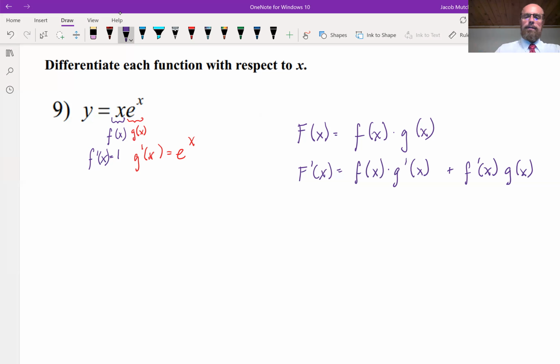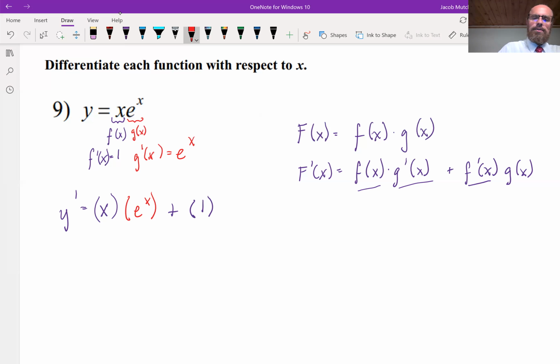So again, I'm going to fill in. So I'm going to start here. Y prime is f of x. So that's my x times the derivative of g. That's e to the x. Plus, now I'm looking at the derivative of f of x, which is just 1, times the original function g, which is also e to the power of x. So simplifying this reduces down to just x e to the x plus e to the power of x. And that is complete.